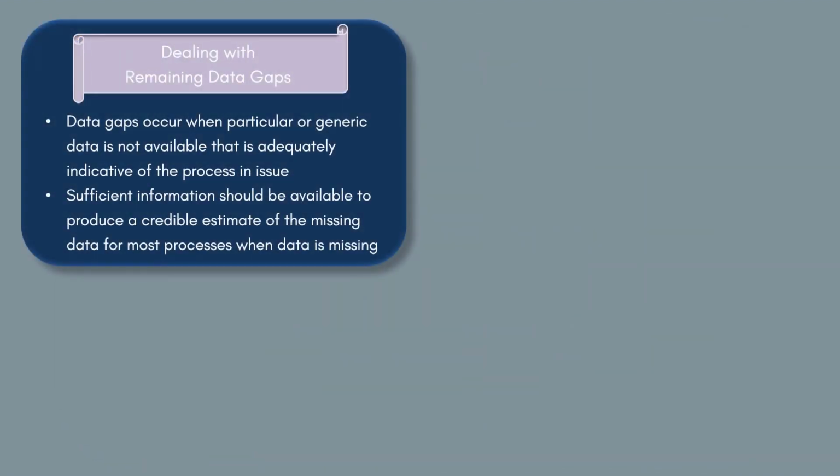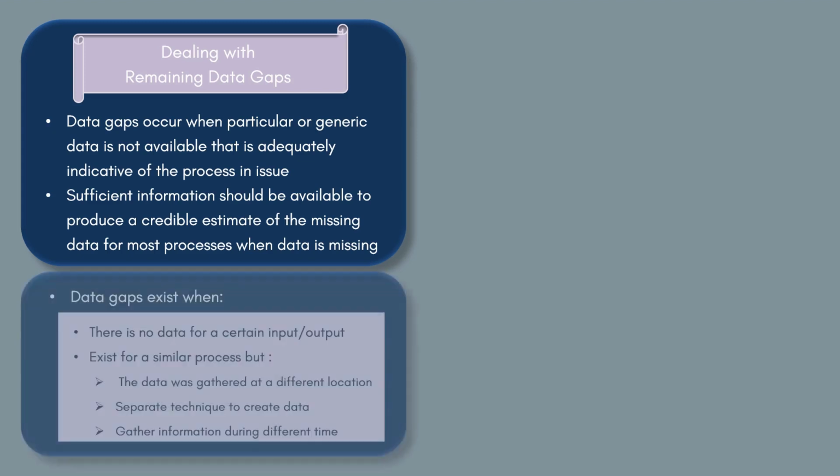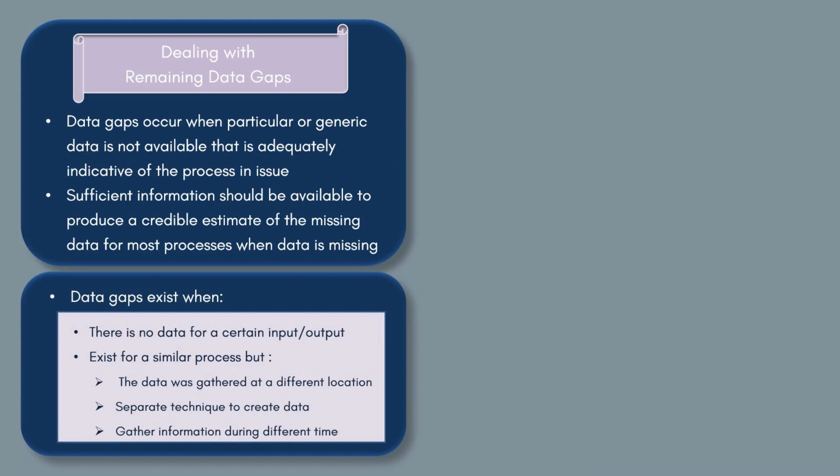Data gaps occur when specific or generic data is not available that adequately represents the process in question. Sufficient information should be available to produce a credible estimate of the missing data for most processes when data is missing. Data gaps exist when there is no data for a certain input or output, or data exists for a similar process but was gathered at a different location, with a separate technique, and during a different time.